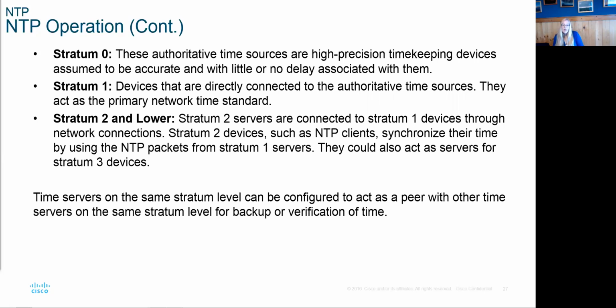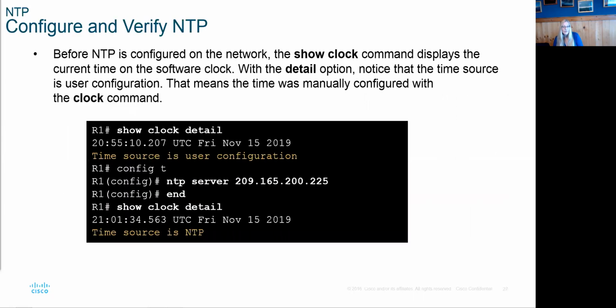So with our operation, we have stratum 0, that's the authoritative time source. Stratum 1 are the devices that are connected next to the authoritative time sources. And then we have stratum 2 or lower, and it just depends on what layer of the hierarchy you sit. We can set time servers on the same stratum level as peers with other time servers on that stratum level for verification. The NTP server IP address command is issued in global configuration mode.